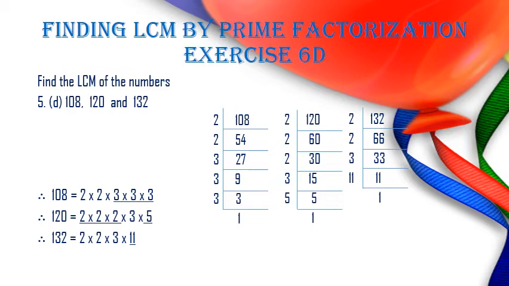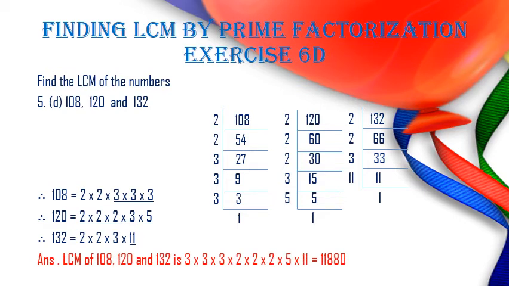So the maximum number of times in which 3 occurs is 3 times, and the maximum number of times in which 2 occurs in these numbers is 3 times, and the rest of the numbers, that is 5 and 11, occur one time each, right? One time, 5 in 120 and 11 in 132. So the LCM of 108, 120 and 132 is 3 multiplied by 3 multiplied by 3 multiplied by 2 multiplied by 2 multiplied by 2 multiplied by 5 multiplied by 11, which is equal to 11,880.